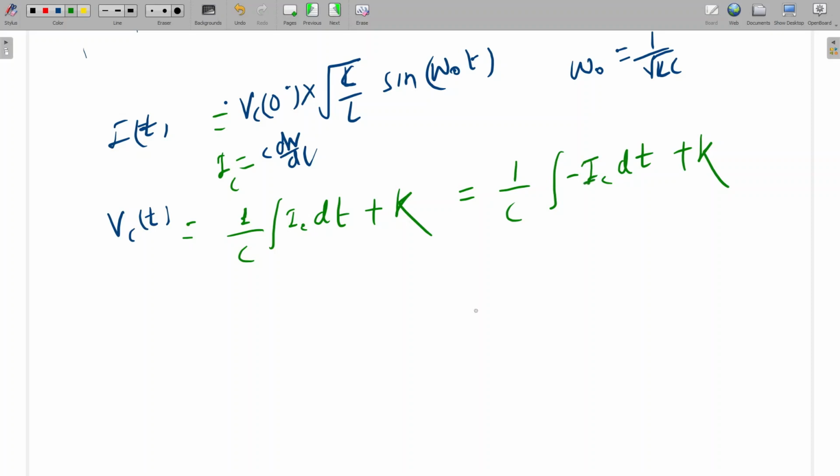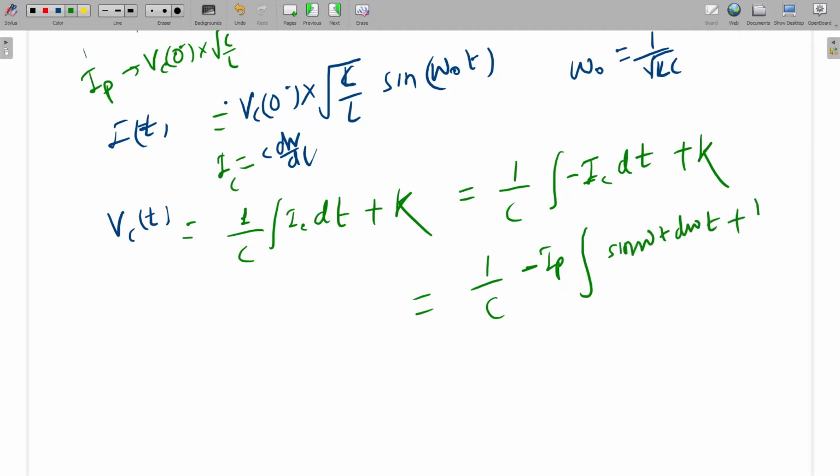Okay, sir. Okay, so I'm writing this equation again. Let's say this is the peak value. Peak value is VC(0-) into under root C by L. This I am taking as I peak. So Vc of t is 1 by C integral of minus I peak into sine omega t d(omega t) plus K. Okay, this is the value of Vc of t. So can anyone calculate what will be the value of K here?